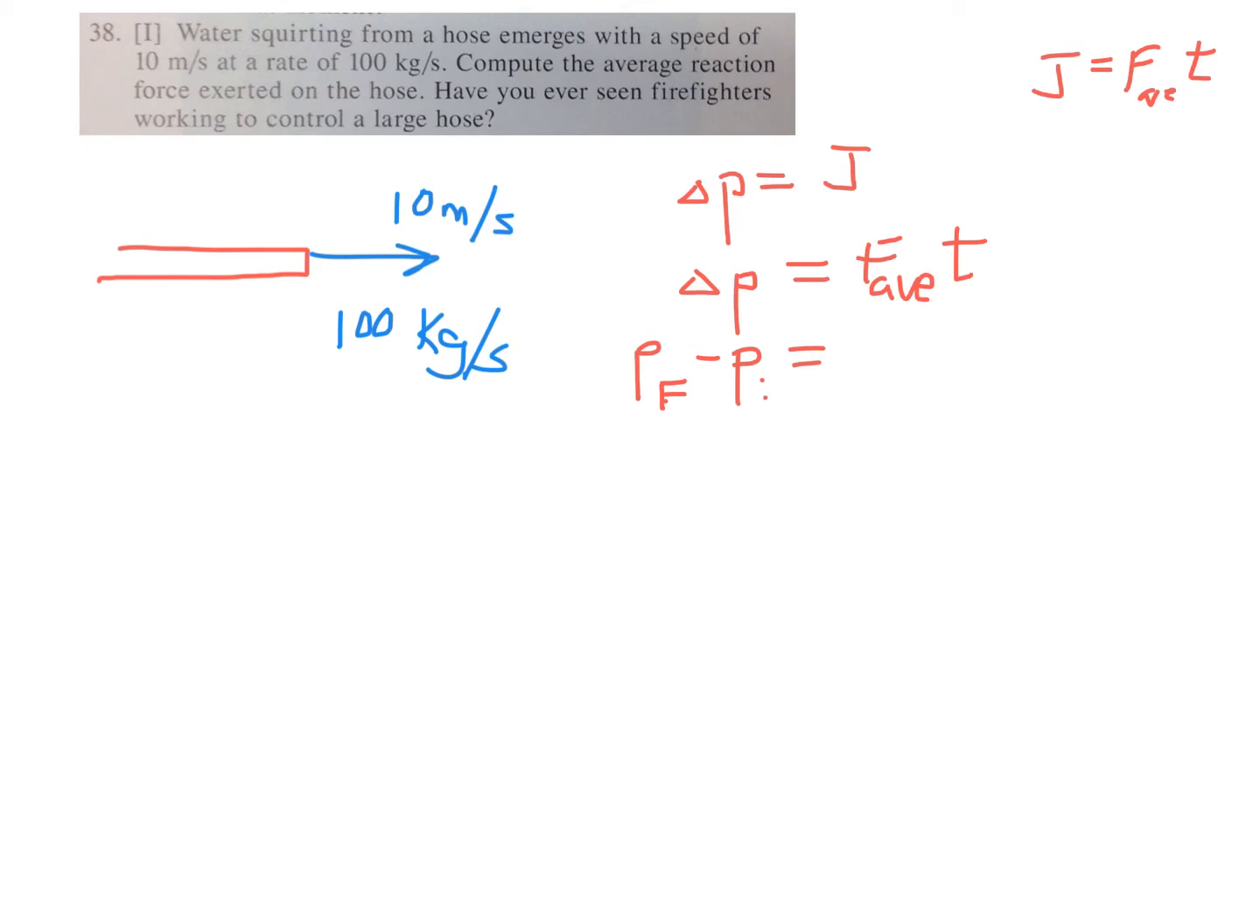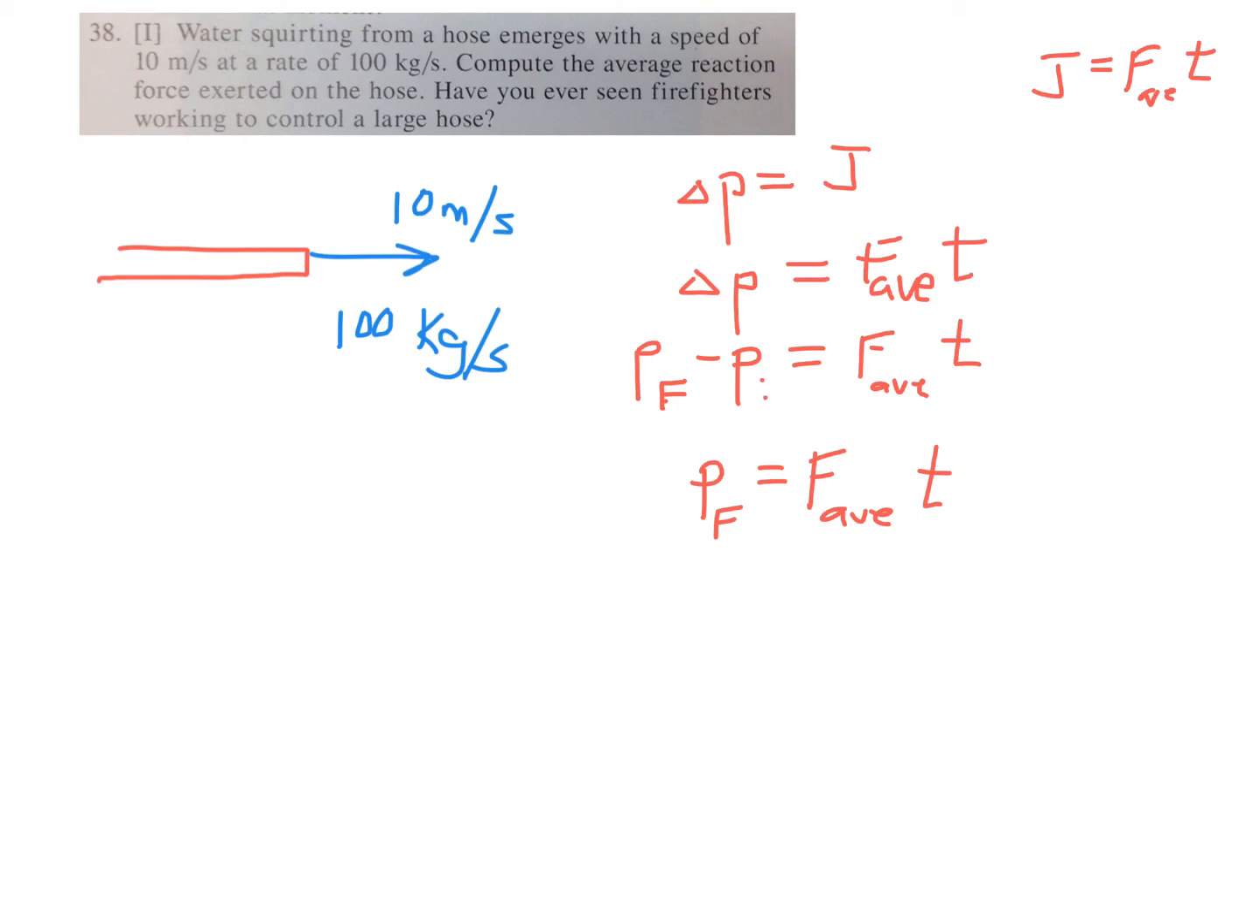And in this case, what you're kind of assuming is that the water in the hose has essentially no speed before it squirts out the hose. So the initial momentum of the water is essentially zero. That's the assumption. So basically the final momentum of the water is the average force times the time.